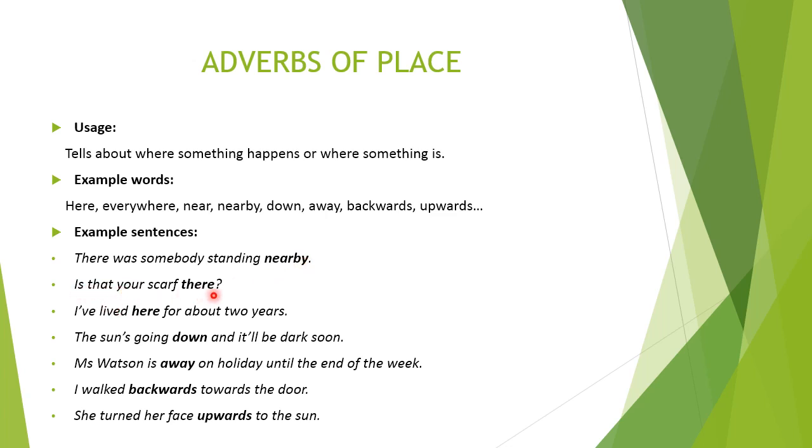Example sentences: there was somebody standing nearby. Is that scarf there? I have lived here for about 2 years. The sun's going down and it will be dark soon. Miss Watson is away on holiday until the end of the week. I walked backwards towards the door. Next one, she turned her face upwards to the sun. So this is all about adverb of place. Basically, adverbs of place tell the place of the verb. Clear? Moving next.